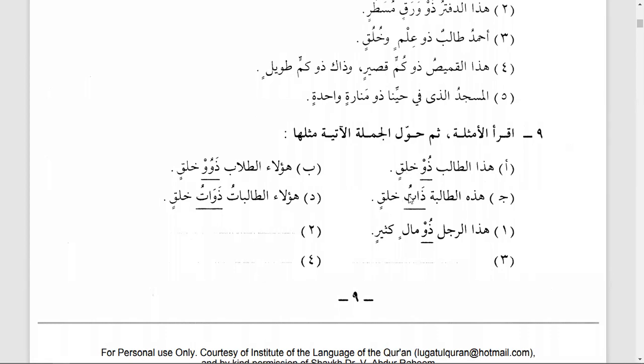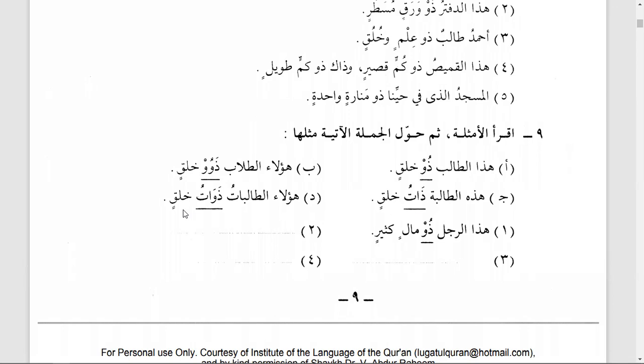So we have هذا الطالب ذو خلق, this student is well-mannered. And when we talk about the plural, it will be هؤلاء الطلاب ذو خلق, these students are well-mannered. So here this is the plural, so we use plural, and here the student is singular, so we use singular. Similarly, هذه الطالبة ذات خلق, this lady student is well-mannered, and هؤلاء الطالبات ذوات خلق, and these lady students are well-mannered as well.